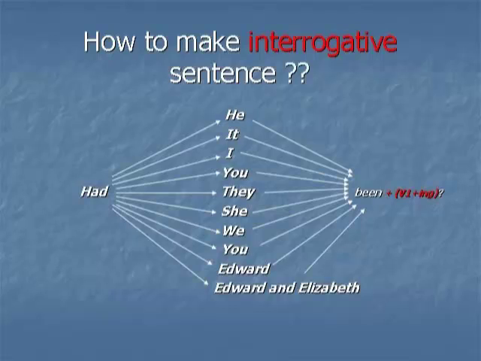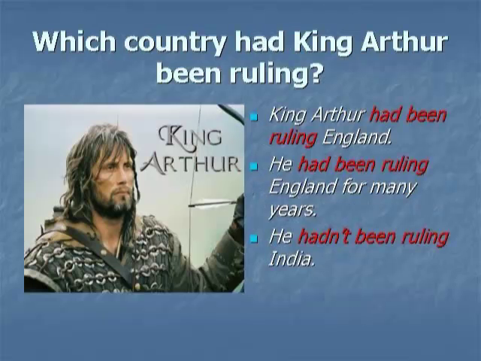In this way, you can use first form of any verb plus ing to make sentence of past perfect continuous tense. Let us see a few examples. Which country had King Arthur been ruling? It is a question. King Arthur had been ruling England.